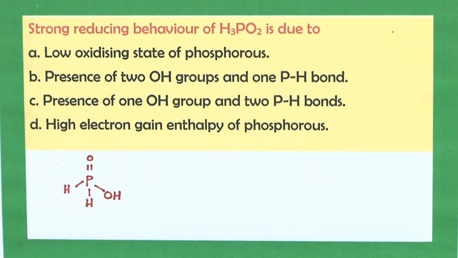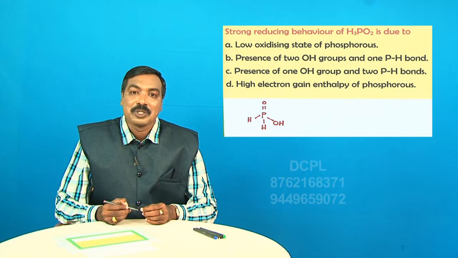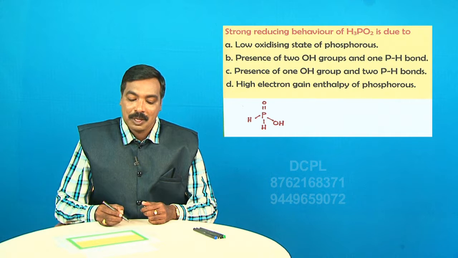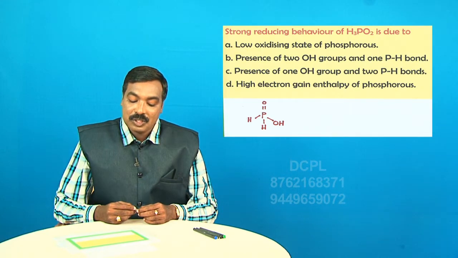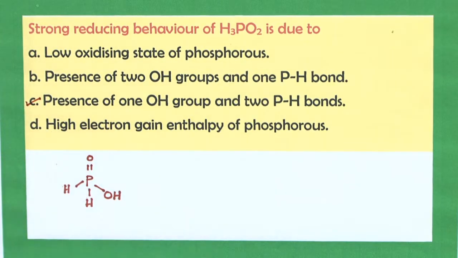Now, greater the number of P-H bonds, greater is the reducing feature of the oxyacids of phosphorus. In this H3PO2, I see that there are 2 P-H bonds, therefore I would say the reducing nature of this is exclusively because of this P-H bond. Therefore, the right answer in the given options A, B, C and D is option C, presence of one OH group and 2 P-H bonds. Therefore, option C is the right answer.